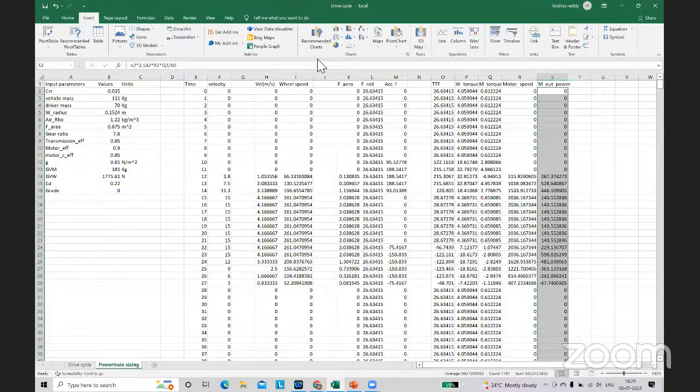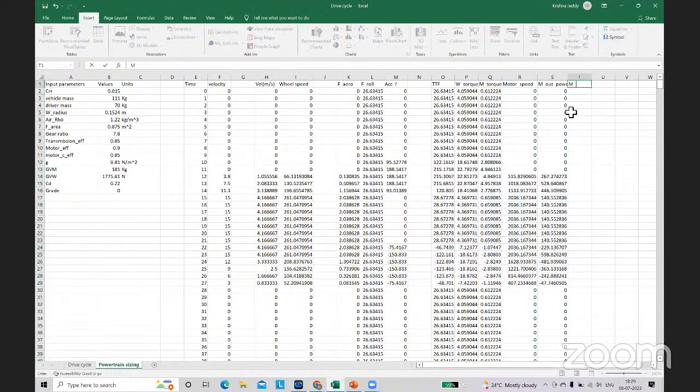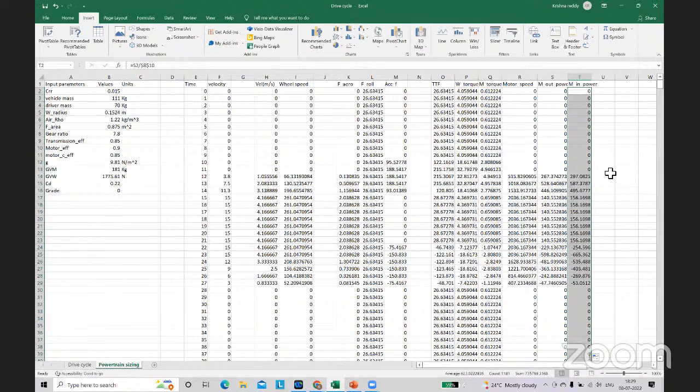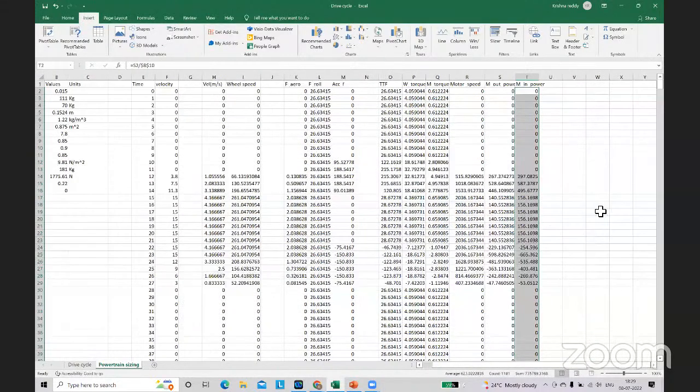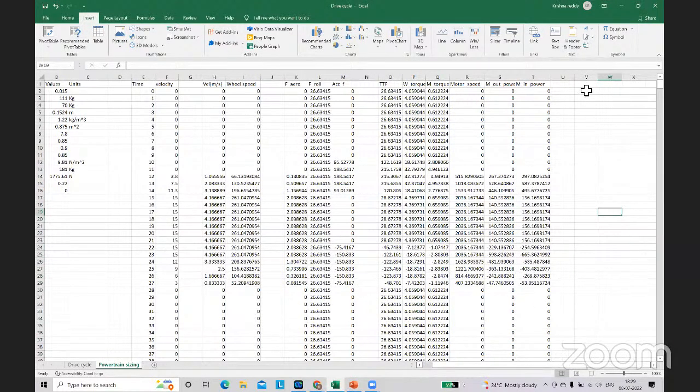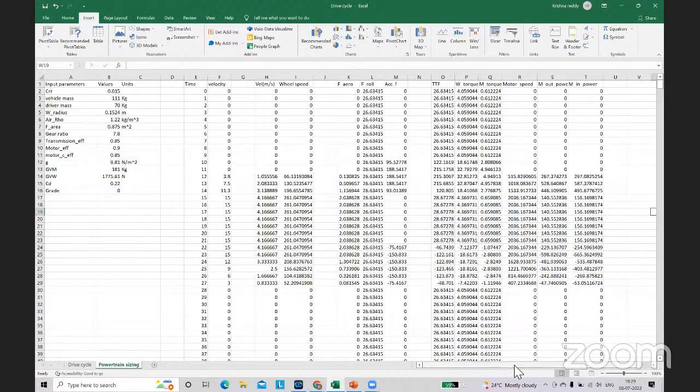In order to calculate the motor input power, we should have the motor efficiency. We already studied how we are going to get the efficiency. So motor input power is motor output power divided by motor control efficiency. Here I need to add a dollar symbol. Say enter. So this is motor power. If we include motor control efficiency, with that we can calculate battery power.